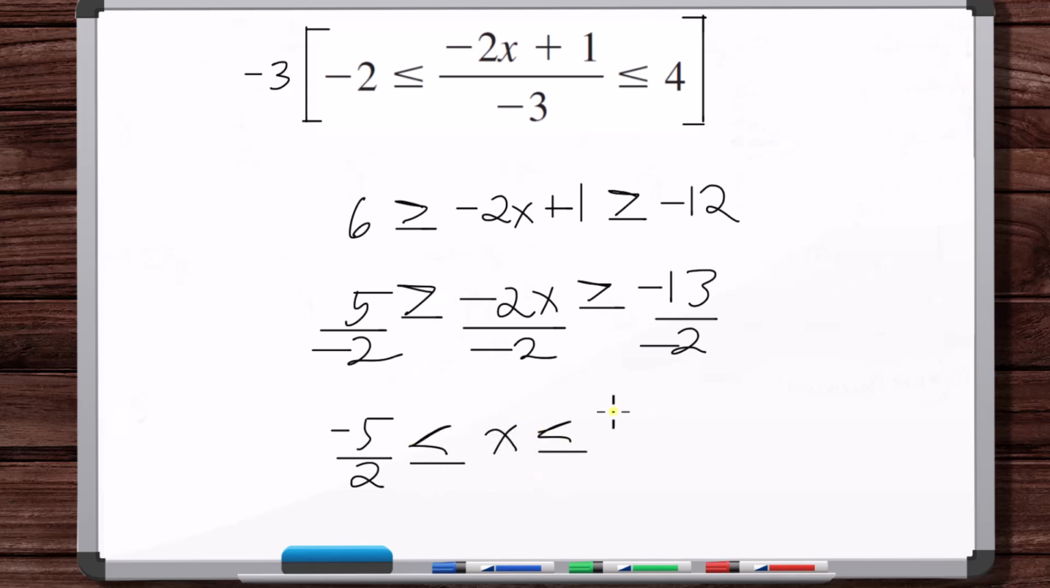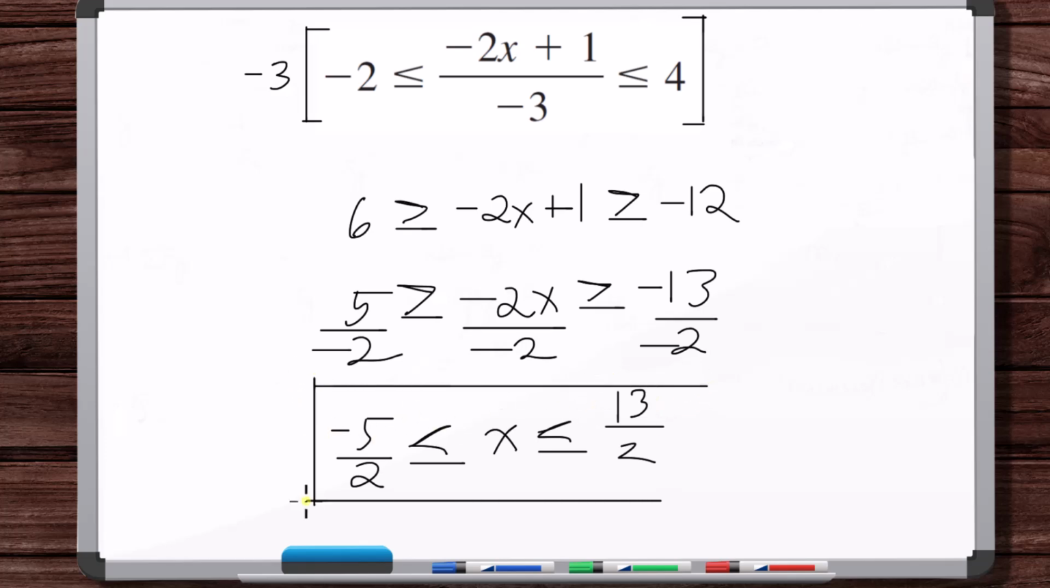Okay, but now let's just put this in ascending order. Or is it already in ascending order? Yeah, we're good. We'll just leave it like that. It looks cleaner if you have the smaller number on the left and the larger number on the right.